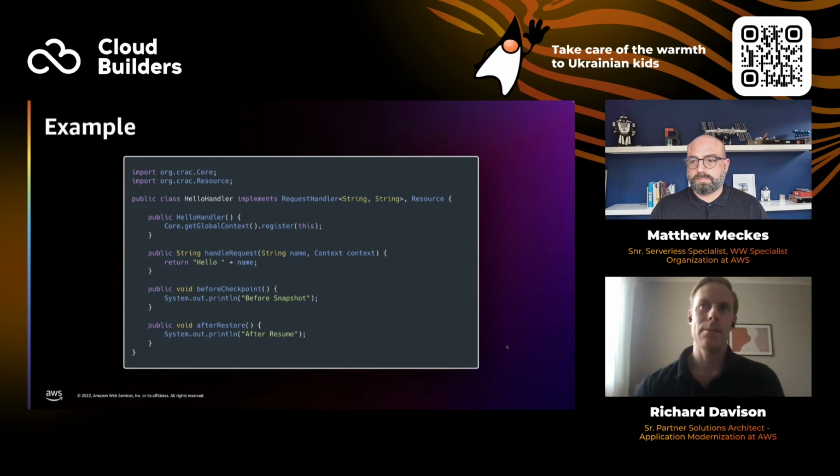I implement the resource interface, and this comes from the org.crac.resource package. I register this instance, as you can see here in the constructor. I call core.getGlobalContext.register. And now my hooks are being called at their respective time. So you can see the before checkpoint hook will print to standard out before the snapshot is taken, giving me an opportunity to exercise my code. And similarly, the after restore hook is called when the function is being resumed.